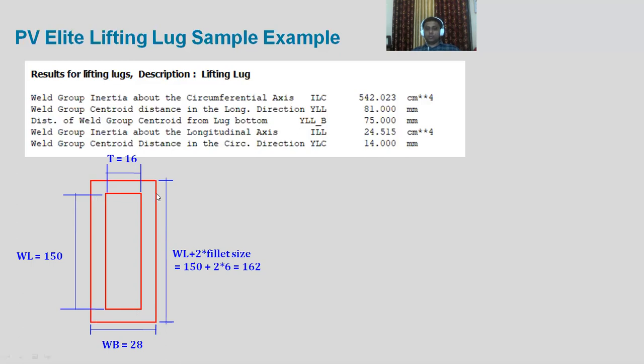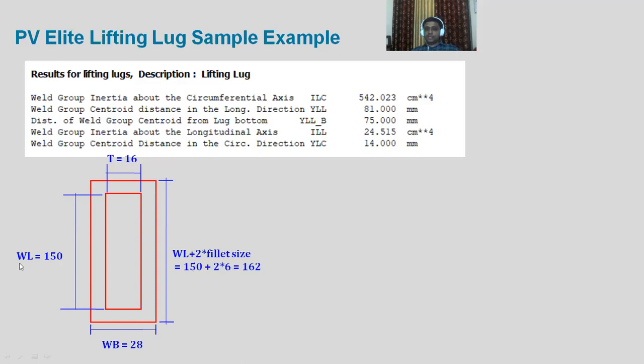the weld group. So it will have a width of how much? 6. T is 16, where T is nothing but the thickness of the lifting lug. So that is the inner portion, and there will be no material there, right? When we do the welding, the weld will be represented only by this annular space between the rectangular portions. Let's say WL, the length of the weld, we have put in as 150. WB we have put in as 28, which is 16 plus 6 plus 6, that is 16 plus 12, 28. And this entire length will be equal to 150 plus 6 plus 6, so it is nothing but 162.